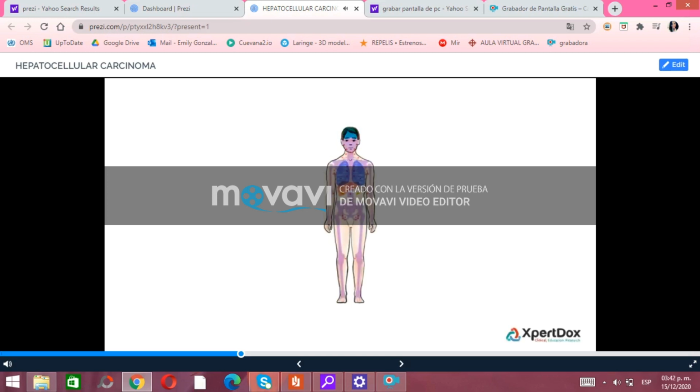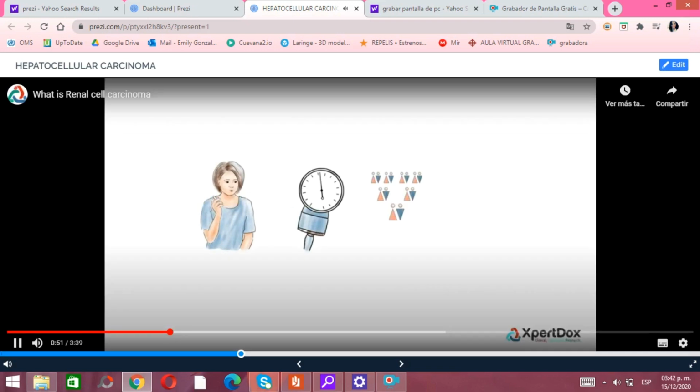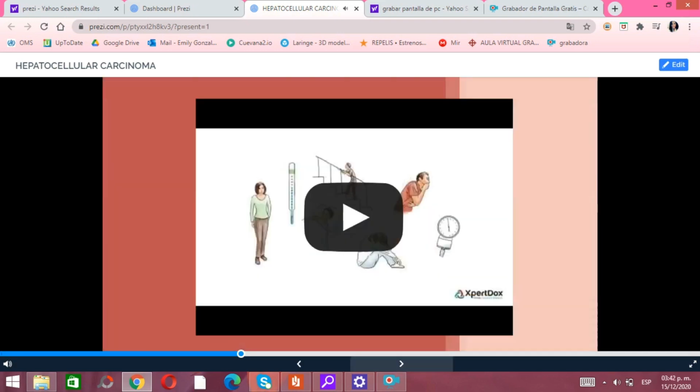While the exact cause of renal cell carcinoma is unknown, there are risk factors that increase the chance of developing it, such as smoking, high blood pressure, family history of kidney cancer, and obesity.